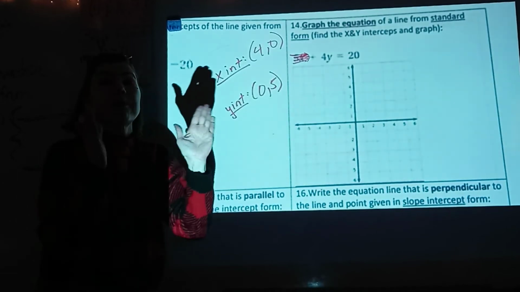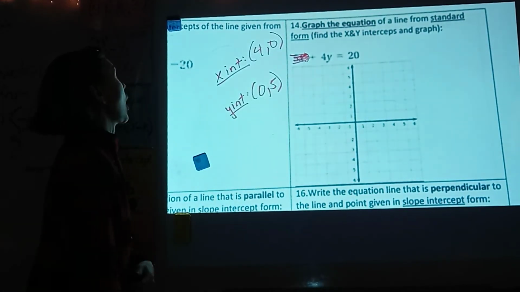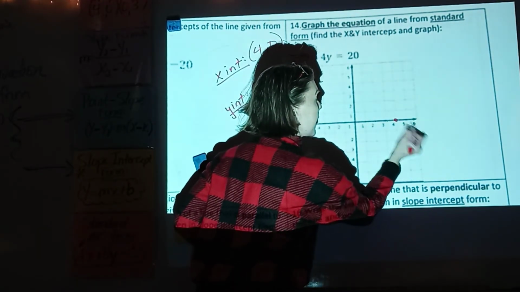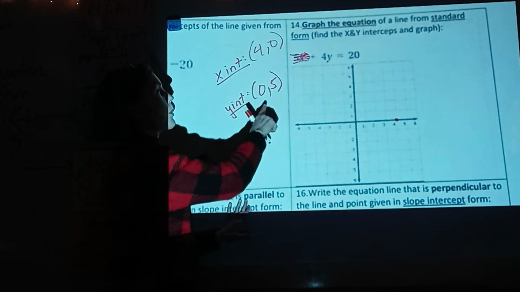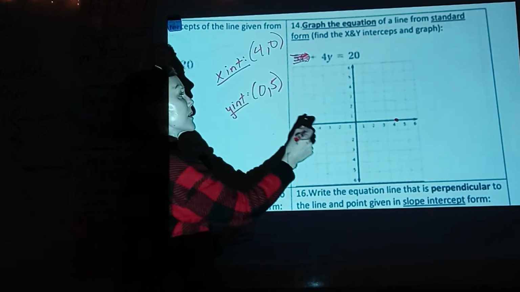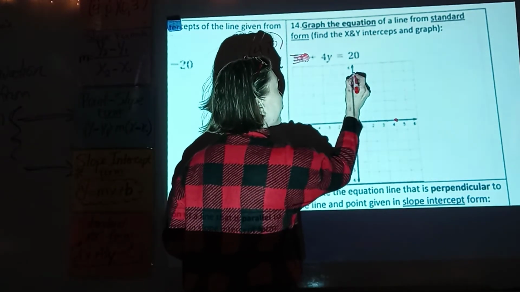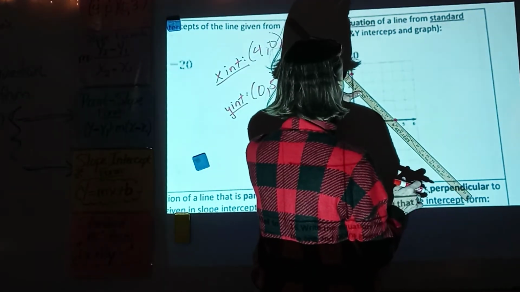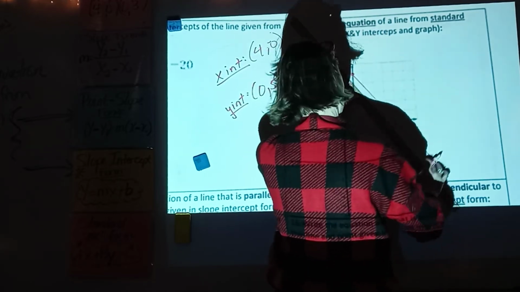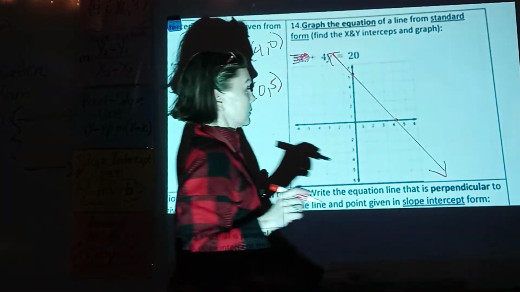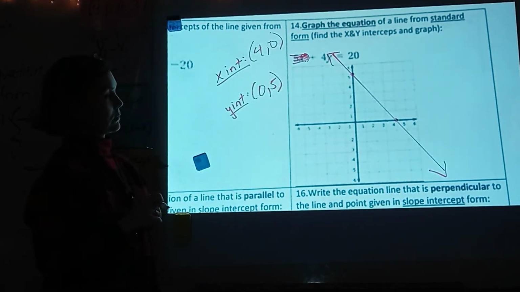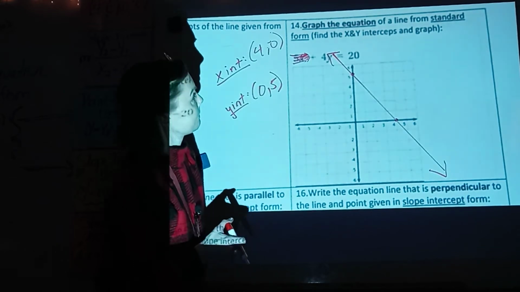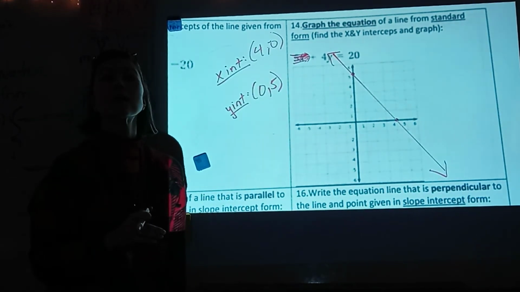Now all you have to do is plot the 2 points and graph it. Here we go. Do a positive 4, 0. 1, 2, 3, 4, put the dot. You plotted the x-intercept. Now plot the y-intercept at 0, positive 5. 1, 2, 3, 4, 5. Plot it. Grab the straight edge, and now you graph your line. It's a negative slope. That is number 14, and moving on.